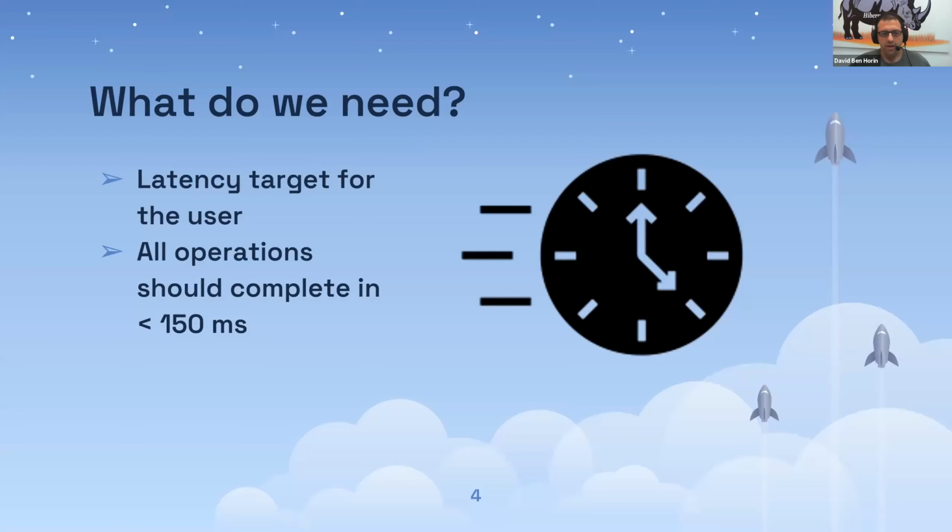So let's talk about this. The first thing that we have to understand is what is the latency target for the user. In general, we want to aim for under 150 milliseconds. The magic number, by the way, is 200 milliseconds, which is the perception threshold for humans. But there have been many, many studies that have shown that users can feel it even if the latency of the page is just an extra 100 milliseconds.